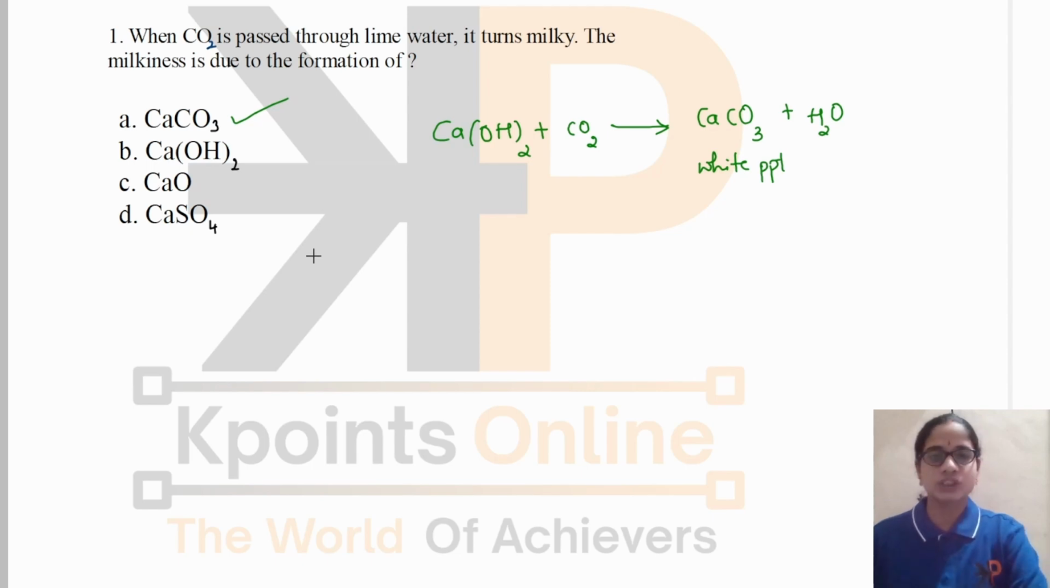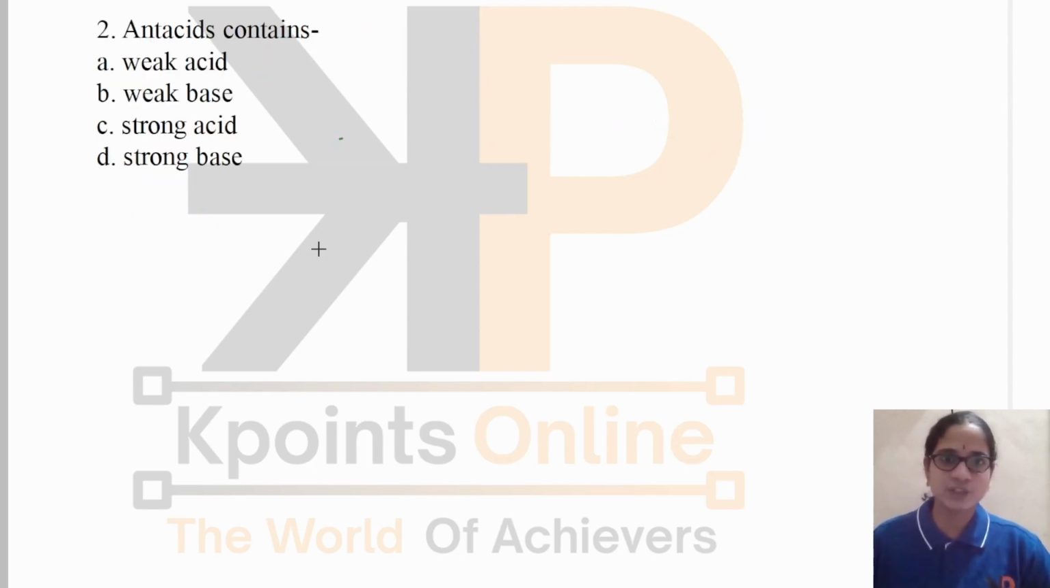Then our next question. It is a very easy question, as you all know. Antacids contain what? Antacids are usually taken when there is excess acid in our stomach, that is, when we are suffering from acidity. So antacids contain weak base. In order to neutralize the excess acid in our stomach, the antacids are taken. They contain weak base. So our answer is B, that is, weak base.